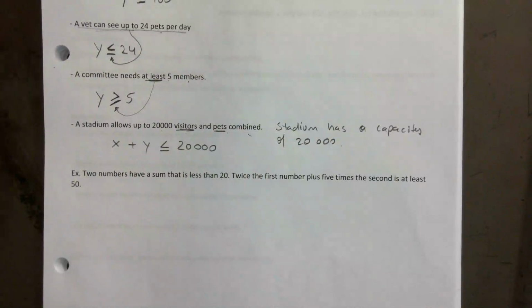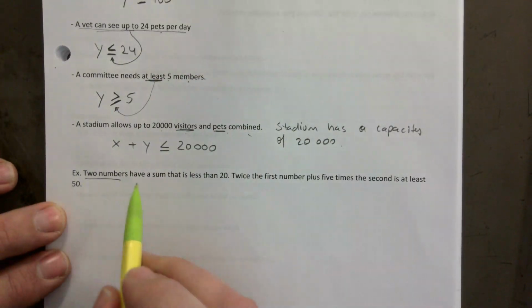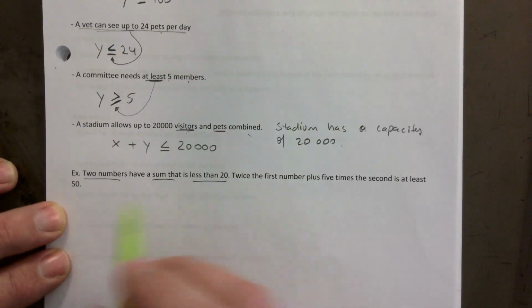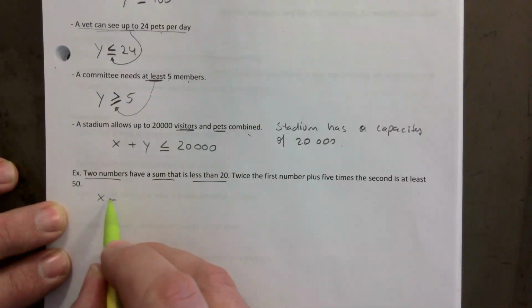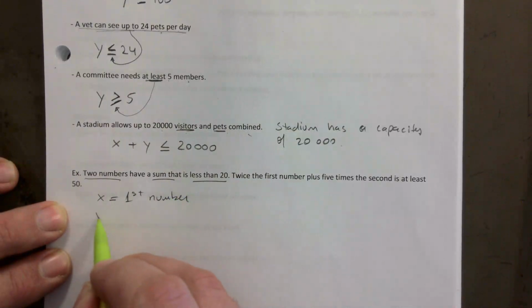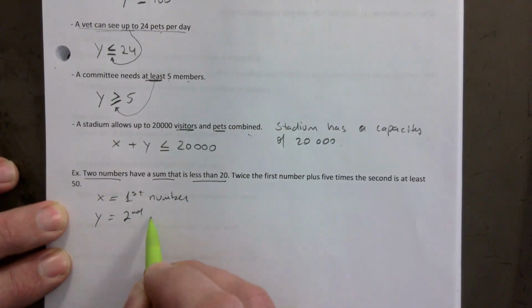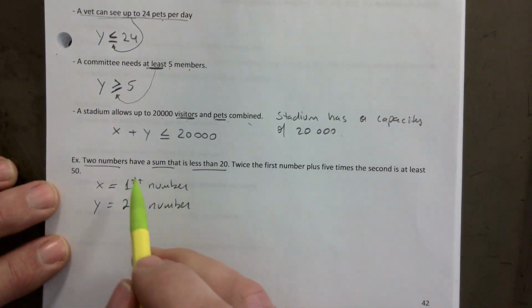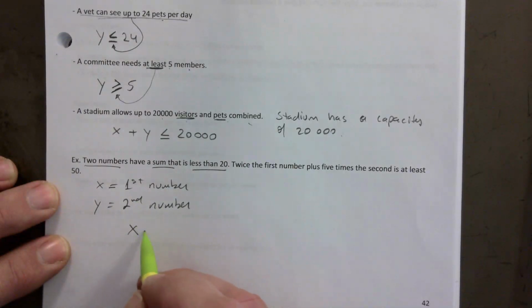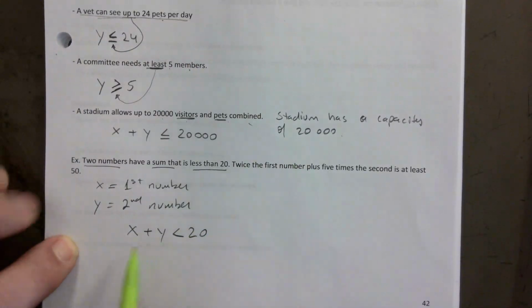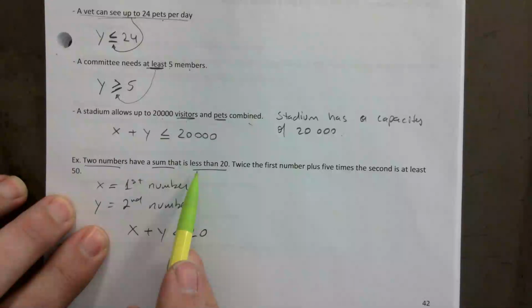Next, I don't know if you tried this one. Two numbers have a sum that is less than 20. Okay, let's let x be the first number and let y be the second number. So we're saying that the two numbers have a sum, so x plus y, this is less than 20, correct? You would write it like this. Not less than or equal to, less than 20.